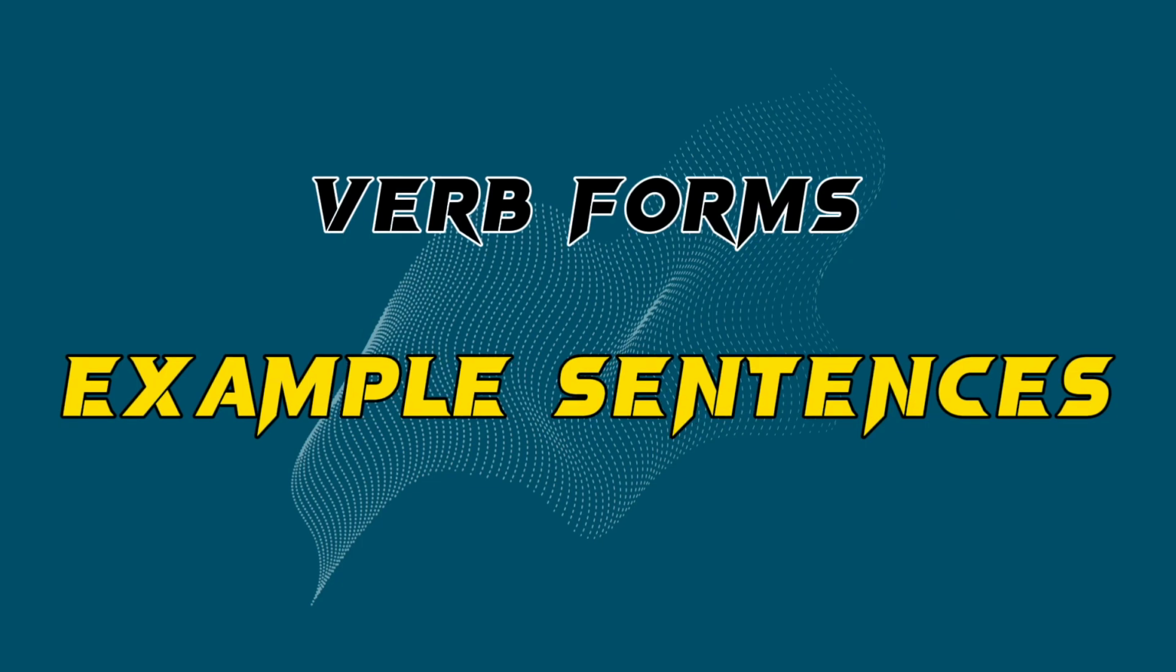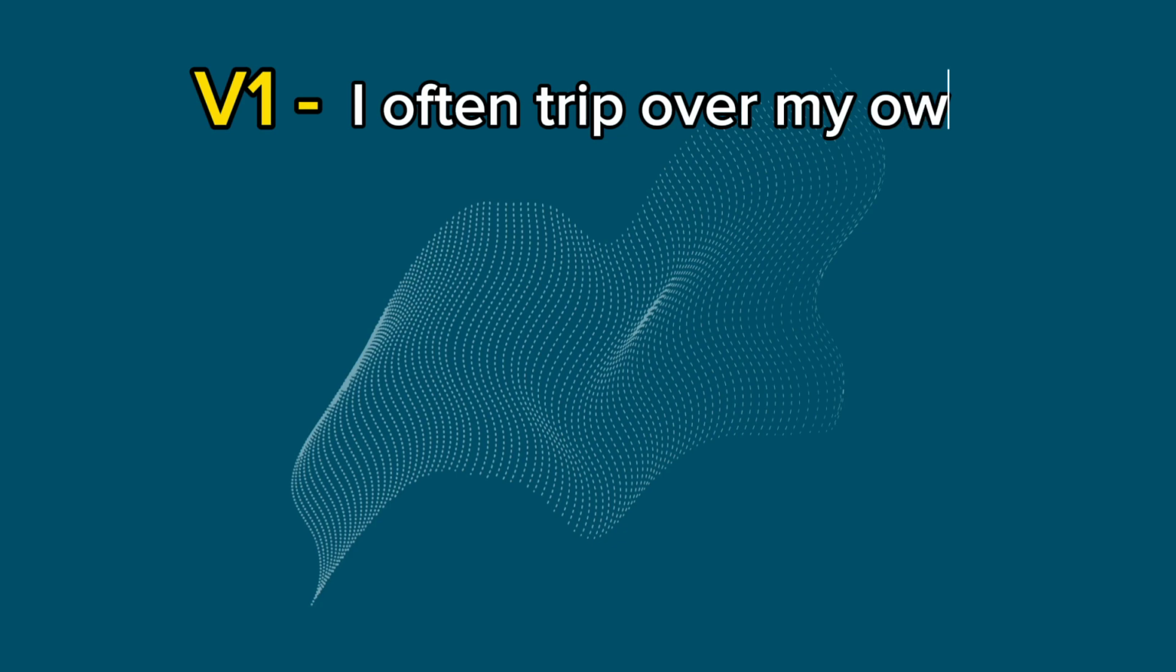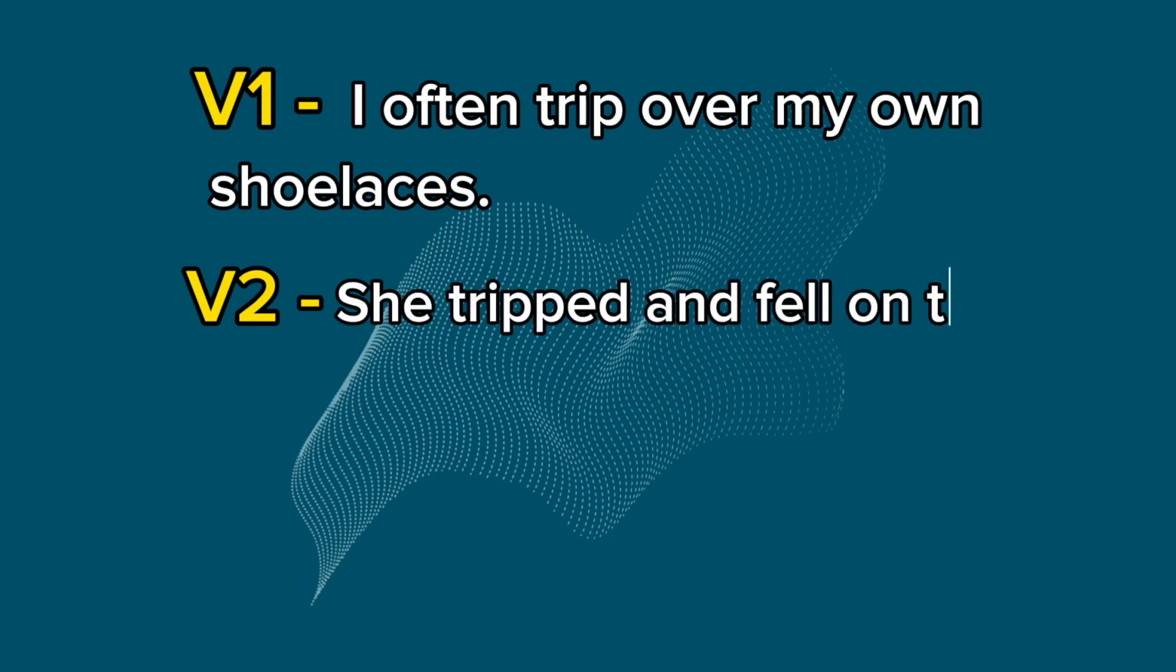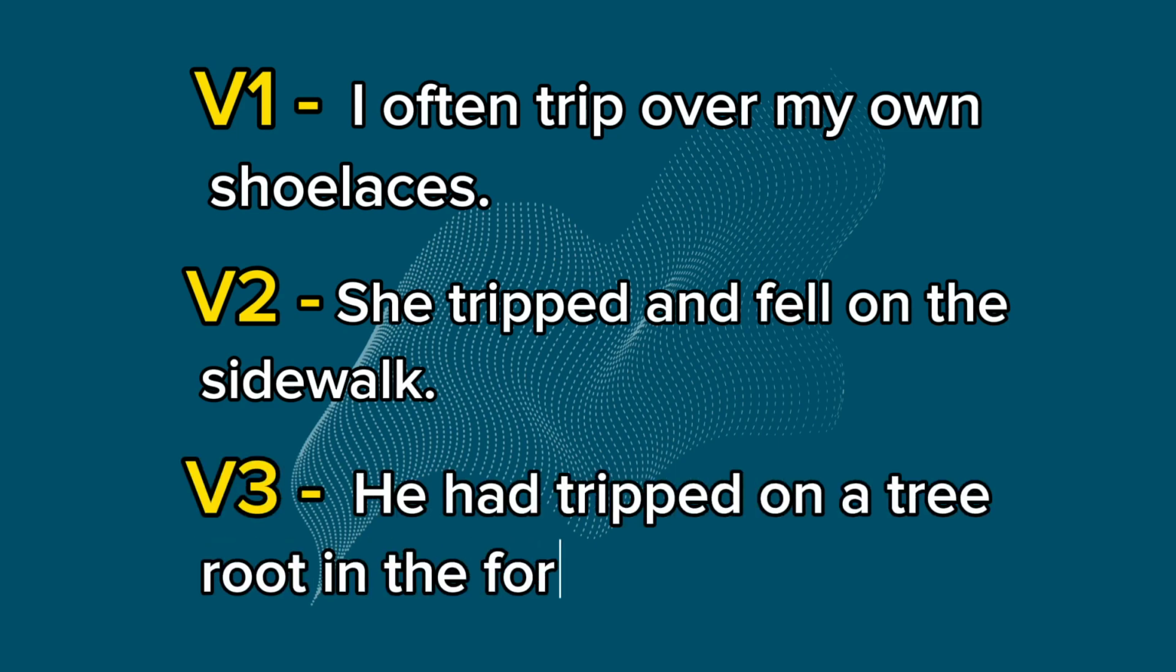Verb prompts, example sentences. V1: I often trip over my own shoelaces. V2: She tripped and fell on the sidewalk. V3: He had tripped on a tree root in the forest.